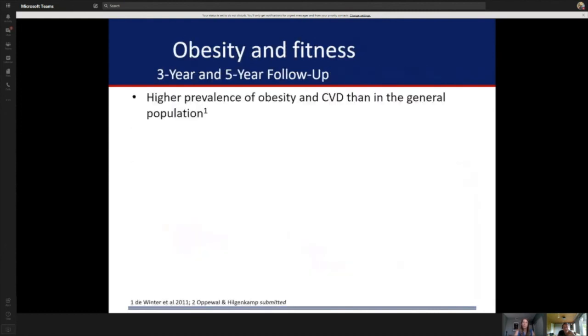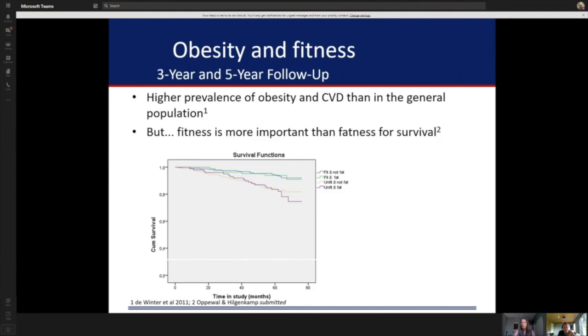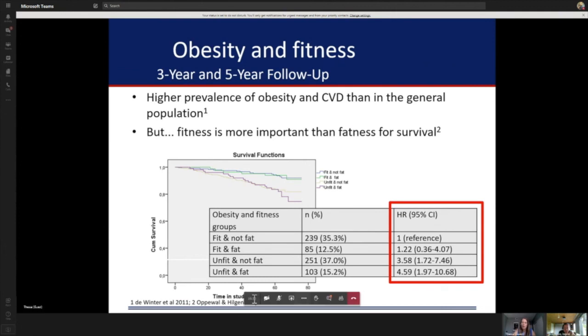We also know that obesity is a big problem in this population. There's a higher prevalence of obesity and cardiovascular disease. That's what we found in our study as well. But comparing the impact of obesity and fitness, it seems to be more important to stay fit for survival. So what you see here is a graph for 5-year survival, and the numbers that accompany that graph are here.